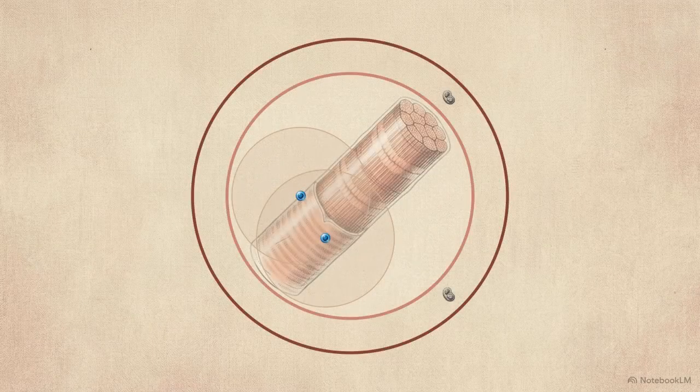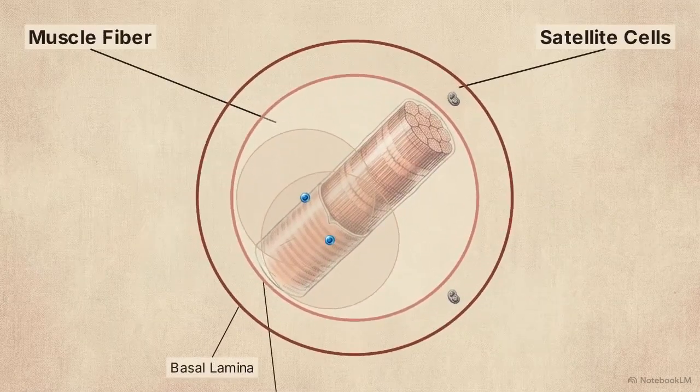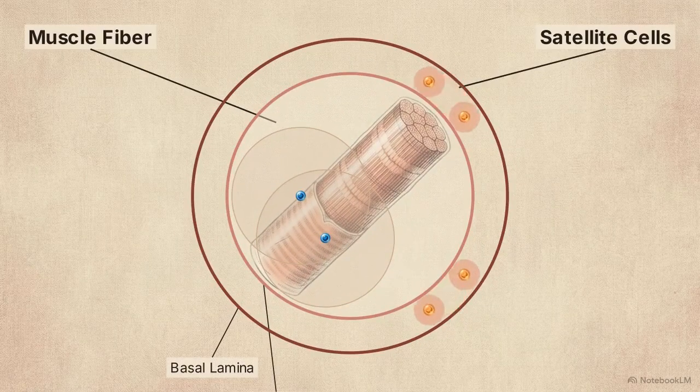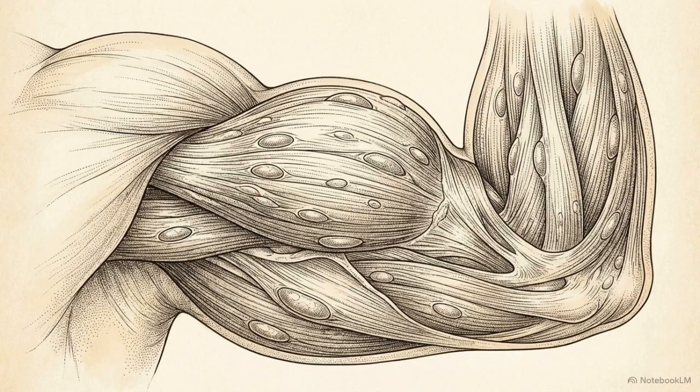These new nuclei come from dormant myogenic stem cells called satellite cells, located just outside the fiber membrane. A mechanical stimulus forces these cells to wake up, proliferate, and physically merge with the existing fiber, depositing their nuclei to expand capacity. Creating an environment that forces satellite cell fusion is the only way to achieve significant growth.